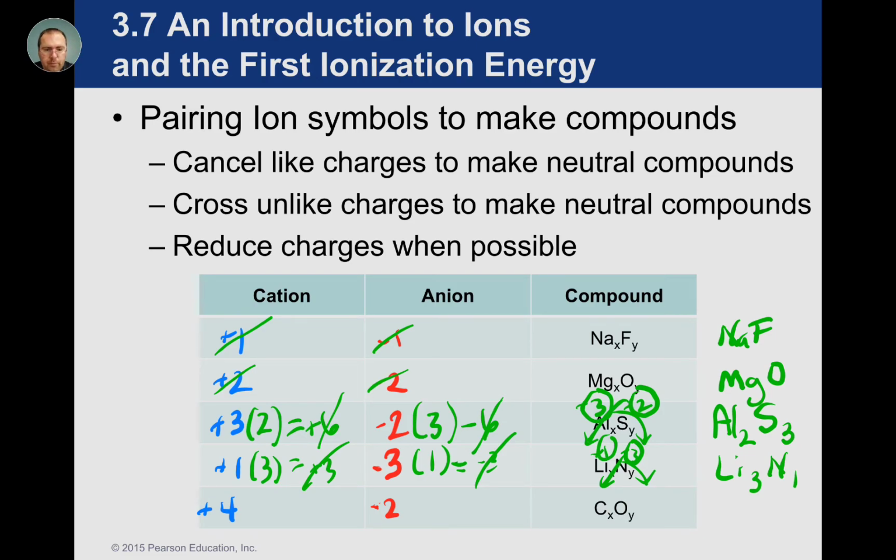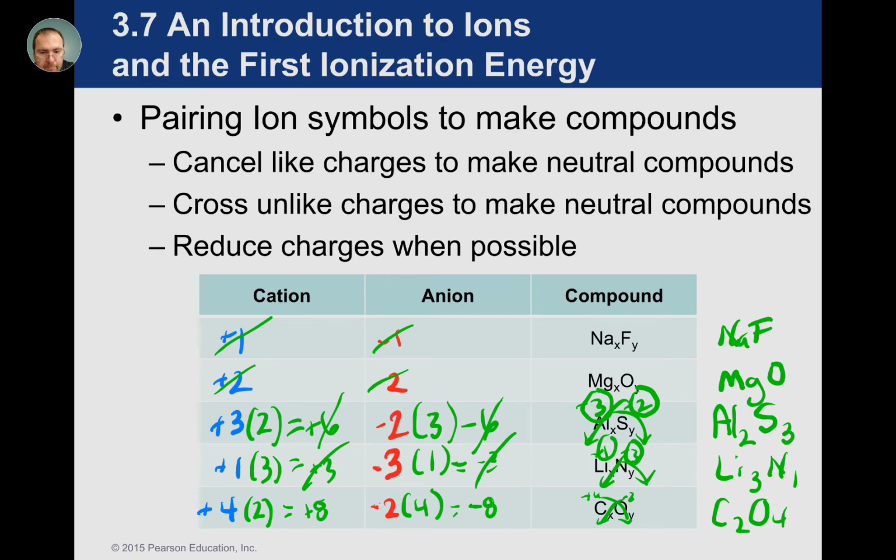Lastly, we get a 4 and a 2. So if we have a 4 and a 2, you cross the 2, you cross the 4. So what happens in this situation, at least initially, you get C2O4. Hopefully then you realize that your charges did cancel because you had 2 positive 4s, which is a +8, and you have a -2 times now a 4, which is a -8.